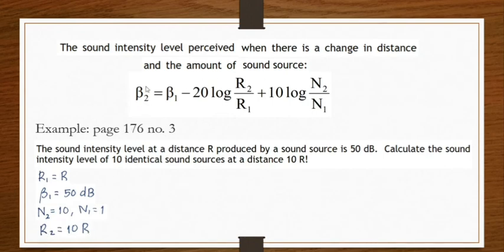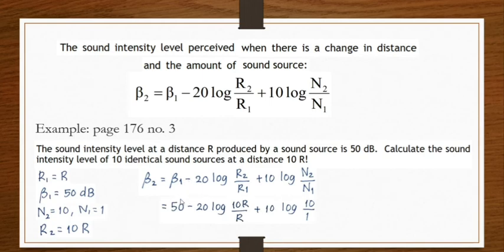We will use this equation directly. Beta 2 equals beta 1 minus 20 times the log of R2 over R1 plus 10 times the log of N2 over N1. Beta 1 is 50, R2 is 10R, R1 is R, N2 is 10, and N1 is 1. So it is equal to 50 minus 20 times the log of 10, which is 20. 10 times the log of 10 is also 10. So it will be equal to 30 plus 10 equals 40 decibels.